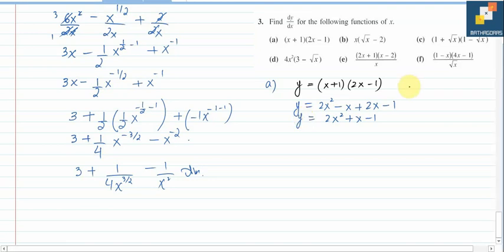So first give it a try by yourself. You have a time of 60 seconds. First write down the question and then start differentiation. So give it a try, start.